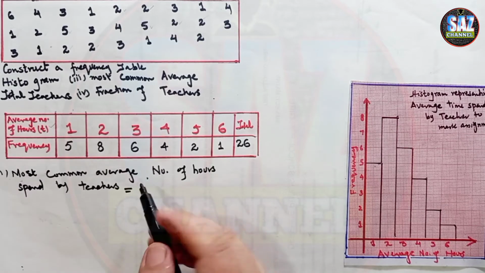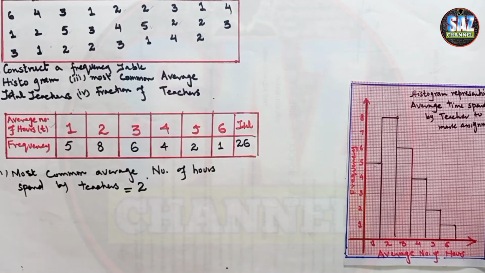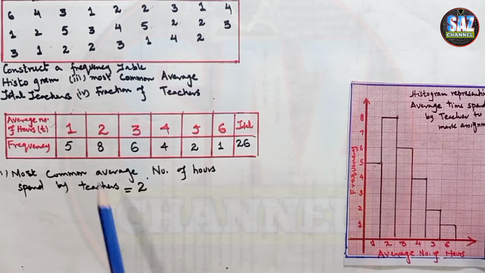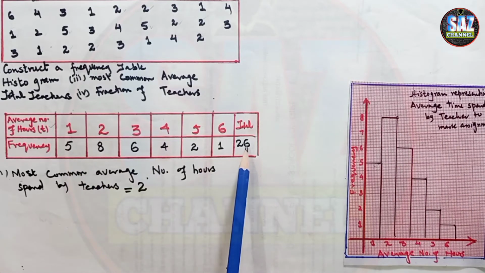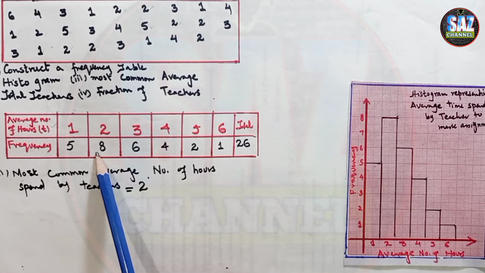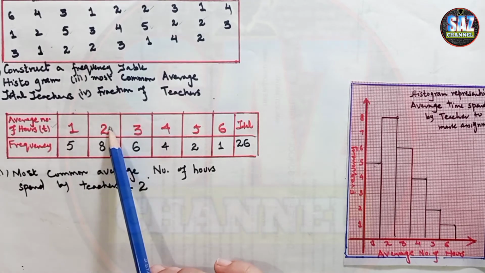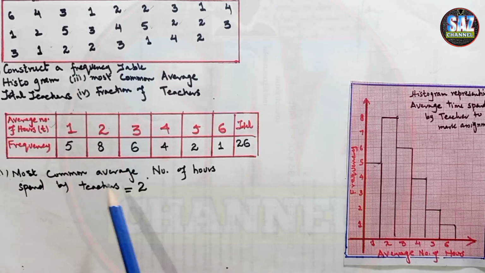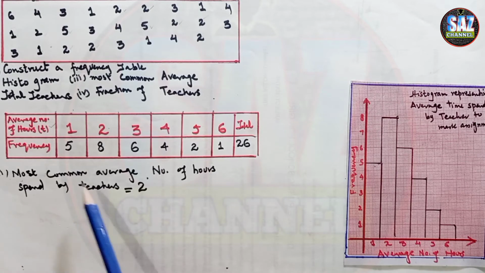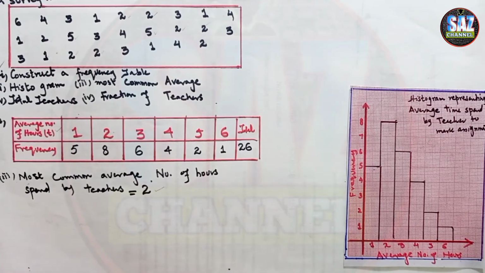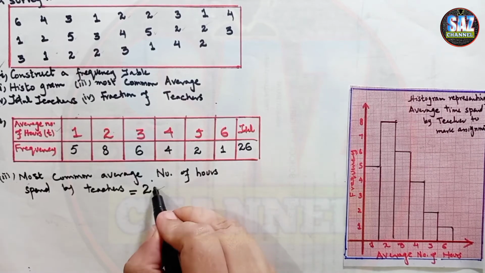You can get the answer from this graph, since at the top we have the tallest rectangle, or you can go to the frequency table and see that there are 8 teachers who are taking 2 hours. So the most common average number of hours, or most common time, is 2 hours.